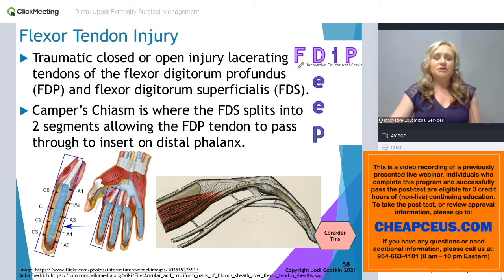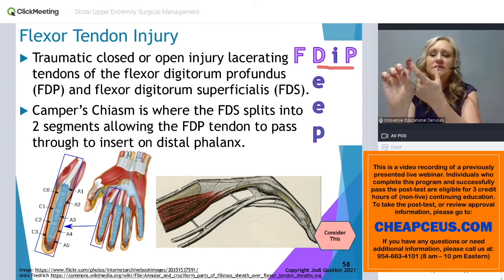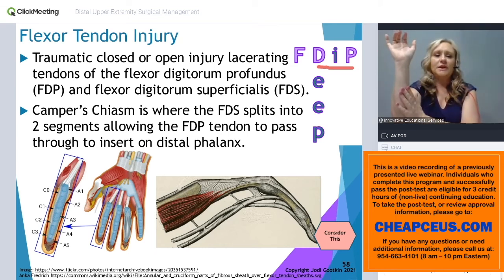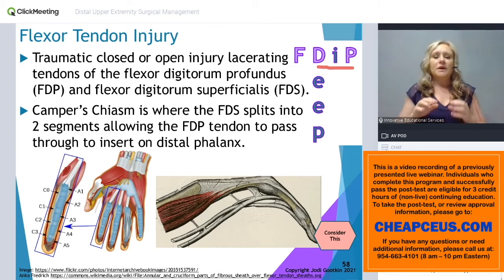The flexor digitorum profundus is inserting on the distal phalanx to allow movement of the distal interphalangeal joint for that finger flexion. And it's also the deep muscle located here on the forearm. In order for that tendon to get down into the finger, it has to cross through the tendon of the flexor digitorum superficialis. And that's what we're looking at here.